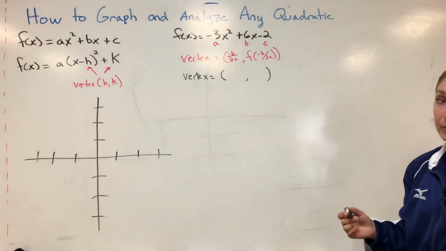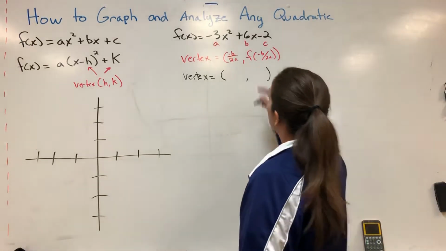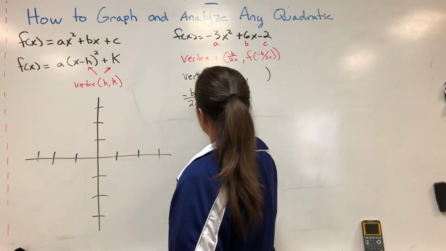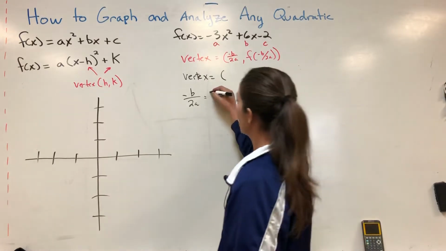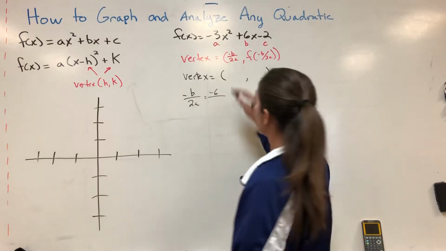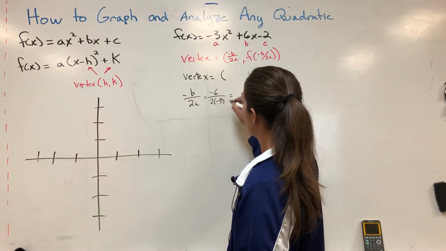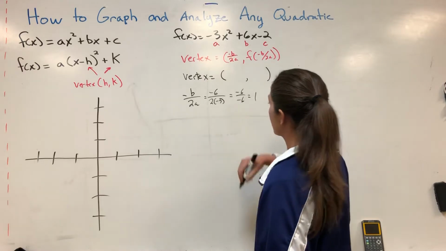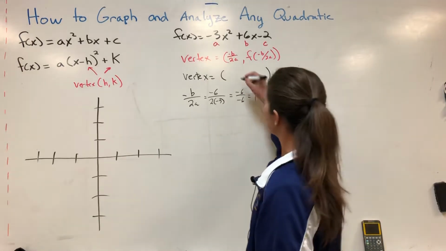Okay, how do we figure out what that is? Well, let's go through the negative b over 2a. Negative b for us, so b is 6, but negative b will be negative 6. 2a, a is negative 3, 2 times a. That'll evaluate to negative 6 over negative 6, better known as positive 1. Okay, the x-coordinate of my vertex then is equal to positive 1.